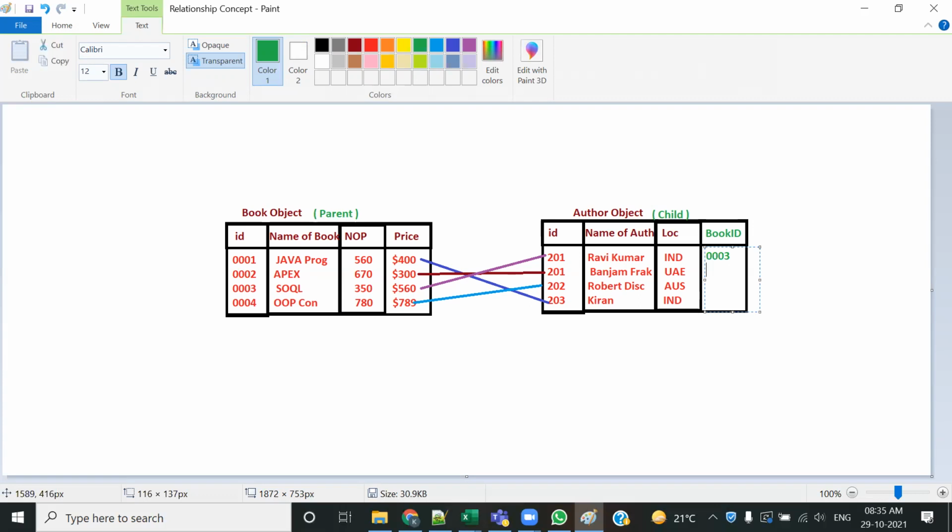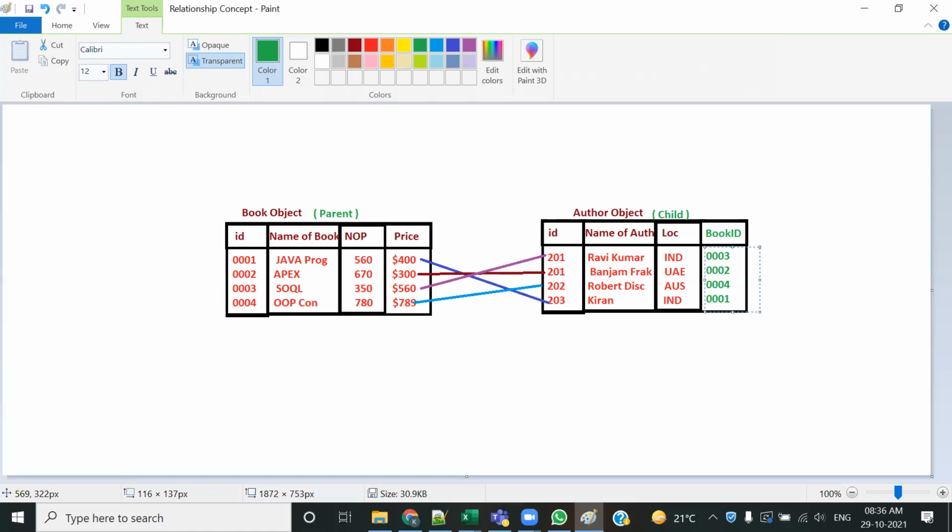Okay. Now let's come to Benjamin Franklin. Benjamin is the child. Who's the parent for this? Benjamin has written Apex programming. What is the book ID of Apex? 0002. So here the parent ID will be 0002. Now let's come to Robert DeCosta. Robert DeCosta is the author who has written OOPS concept. What is the book ID of it? 0004. So here the parent ID will be 0004. Now Kiran is one of the authors who has written Java programming. So the book ID of Java programming is 0001. Now you ask me one thing, sir, it could have been the other way too, right?